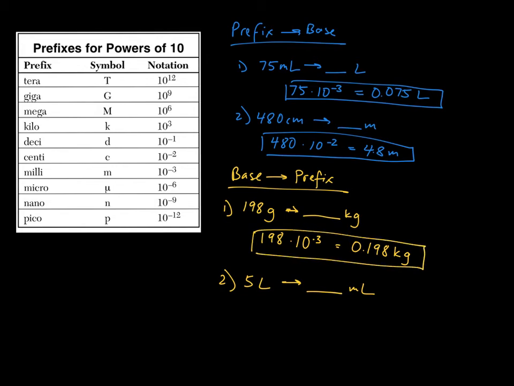Okay? Same thing from liters to milliliters. Going to milli now, from base to milli. Not just 10 to the negative 3, it's going to be 10 to the positive 3. So 5 times 10 to the positive 3 gets you 5,000 milliliters. Okay?